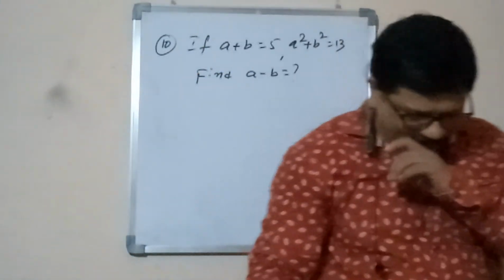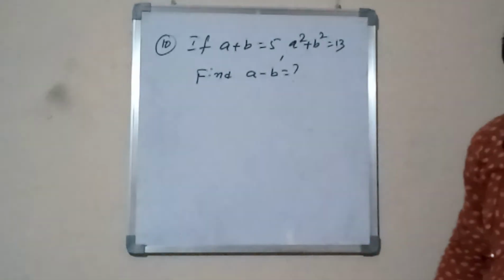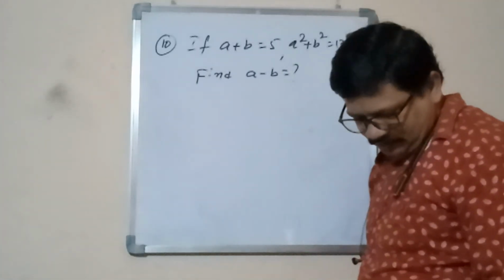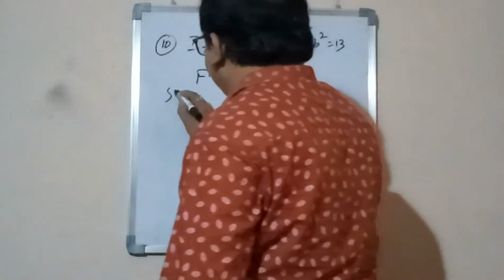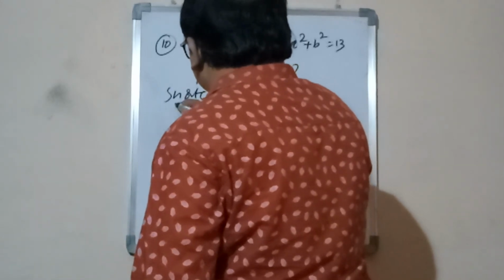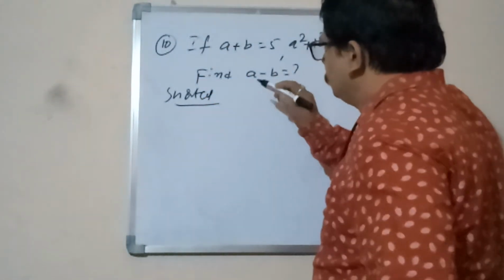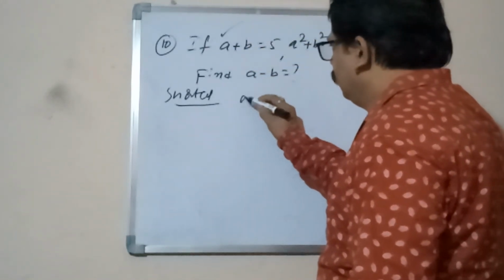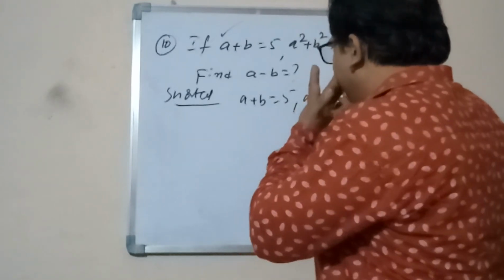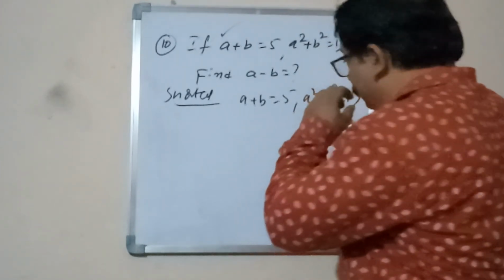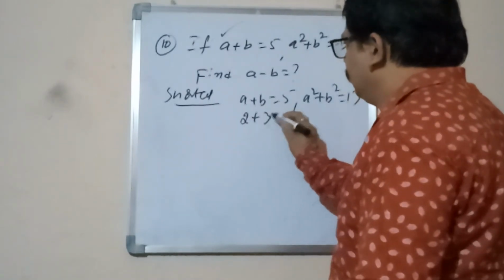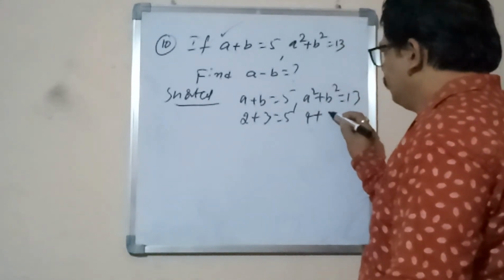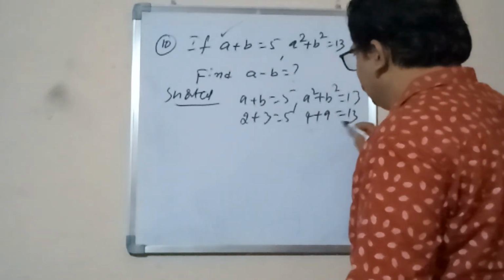Very easy, this type. You think logically, just use your brain. First shortcut: take values 1, 2, 3, below 5. Check 2 and 3 here. 2 plus 3 equals 5, satisfied. 2 square means 4, 3 square means 9. 4 plus 9 is 13, this one is also satisfied.